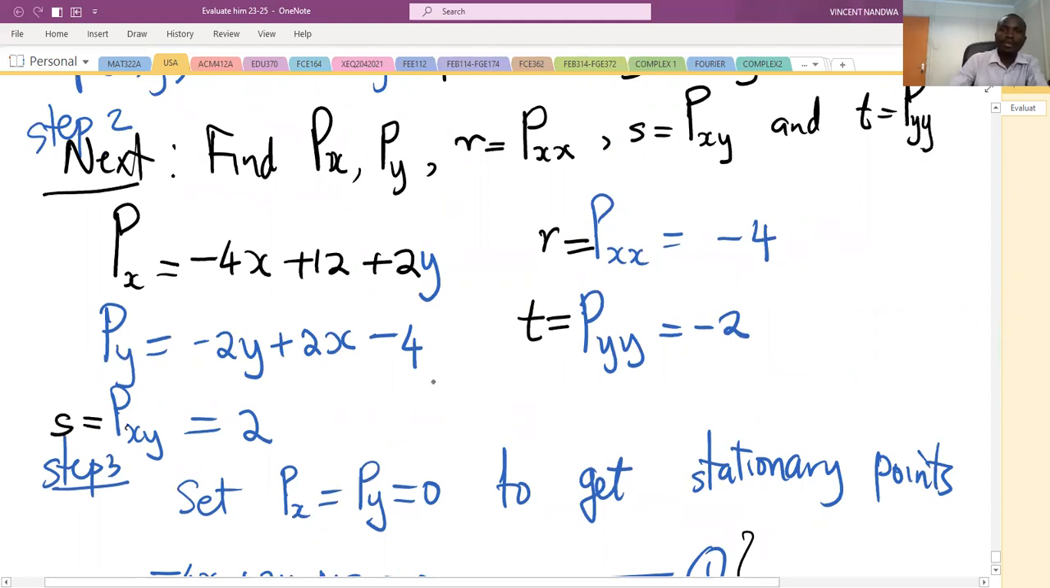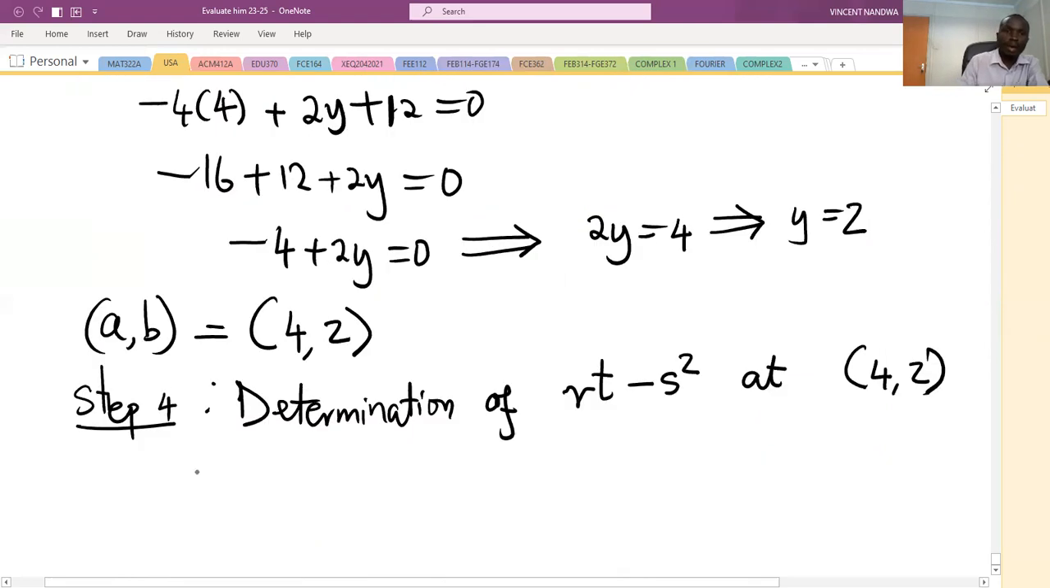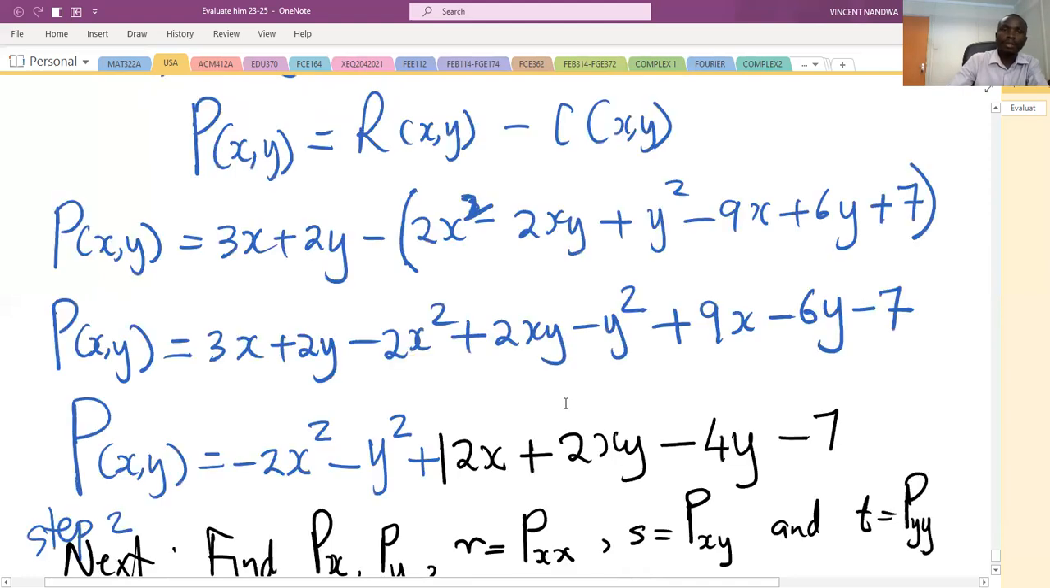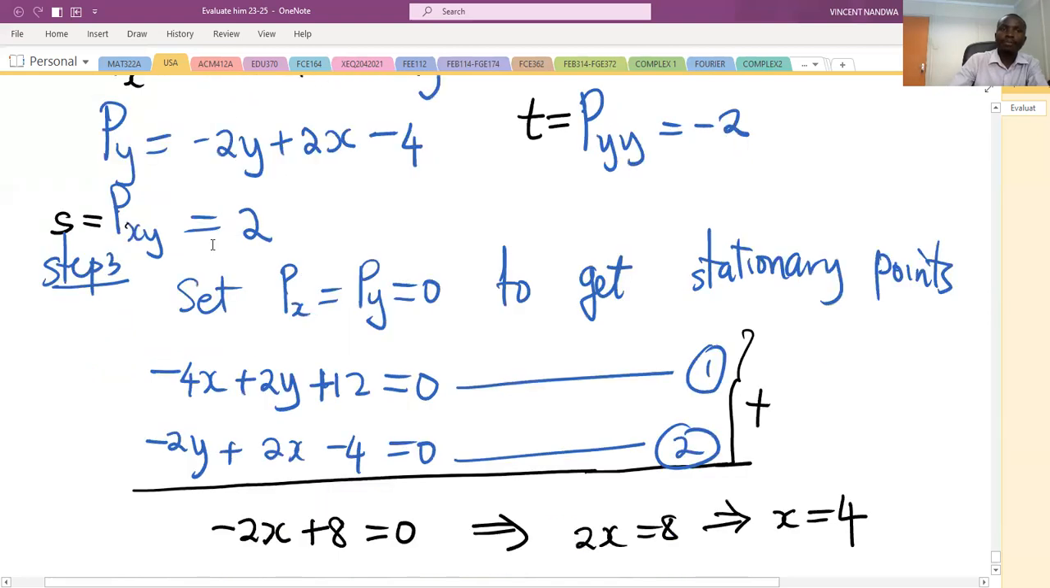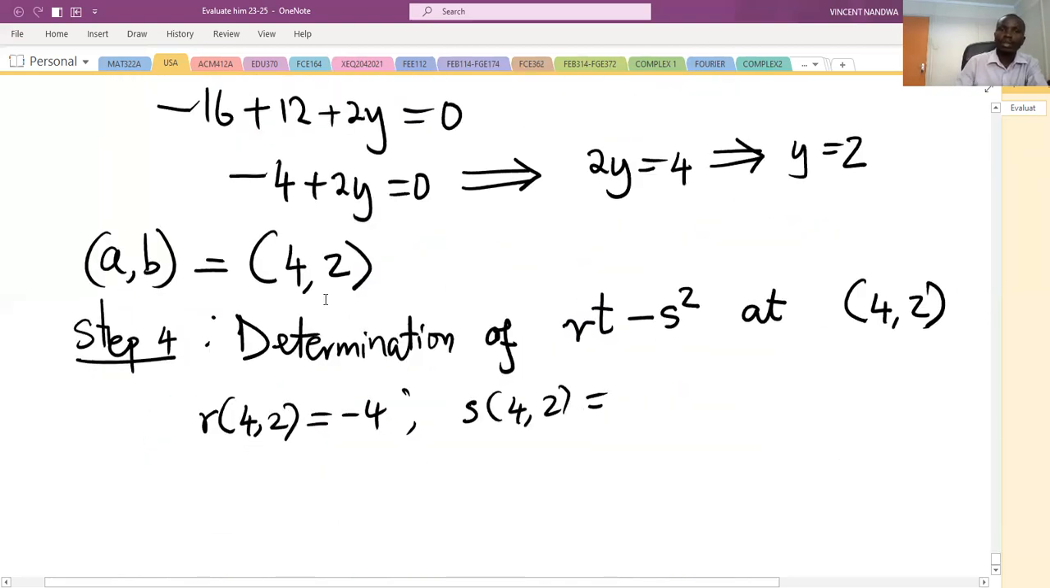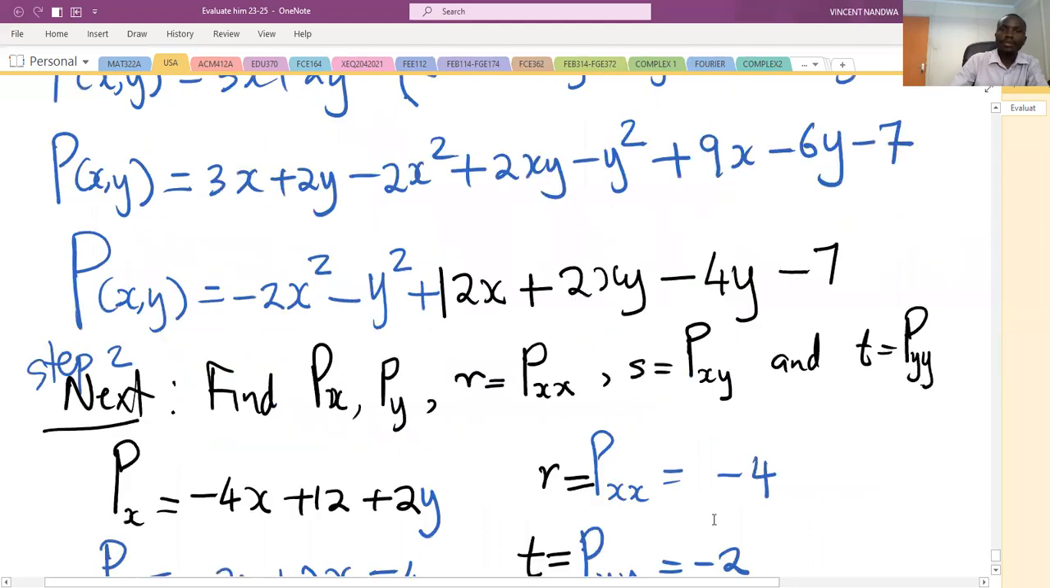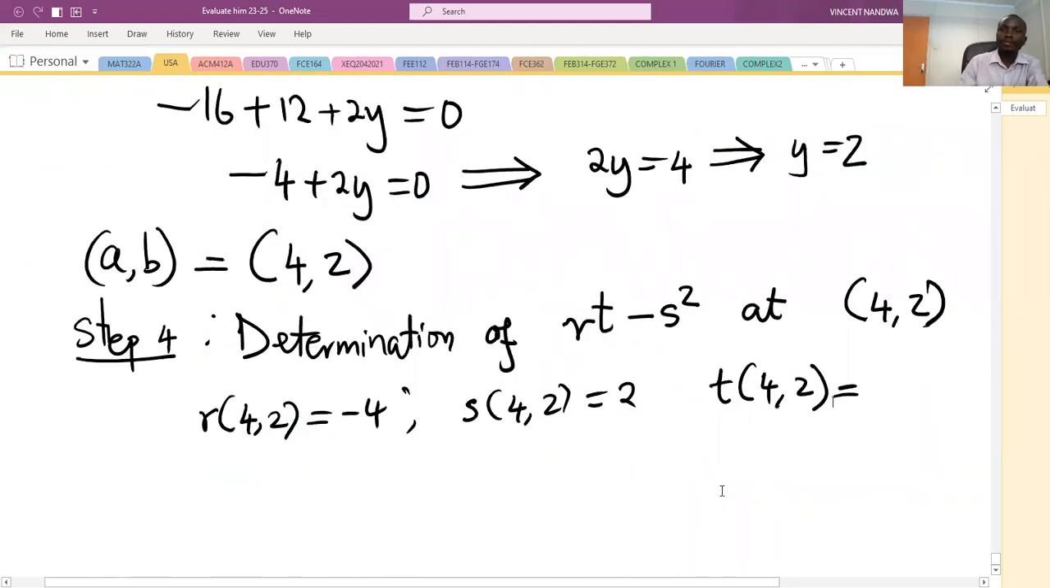Our R is minus 4, so R at (4, 2) remains to be minus 4. S at (4, 2): the value of S from our calculation is given by 2. So when these are constant functions, it remains 2 throughout. And then T at (4, 2): the value of T from our calculation here is minus 2. So it doesn't change.